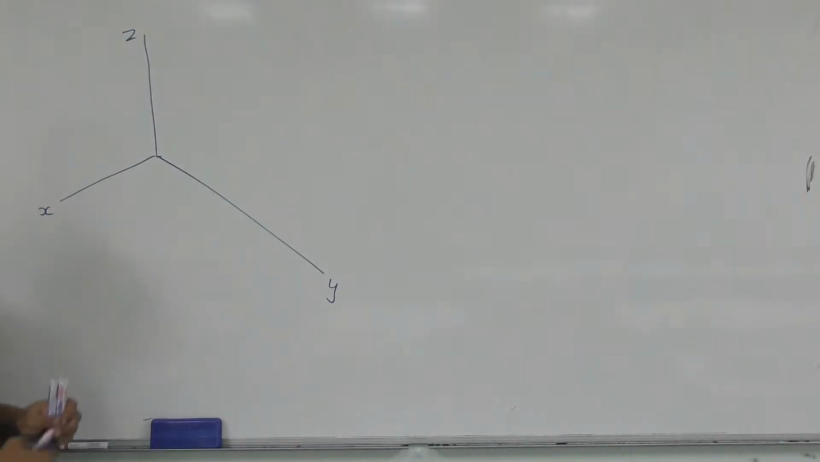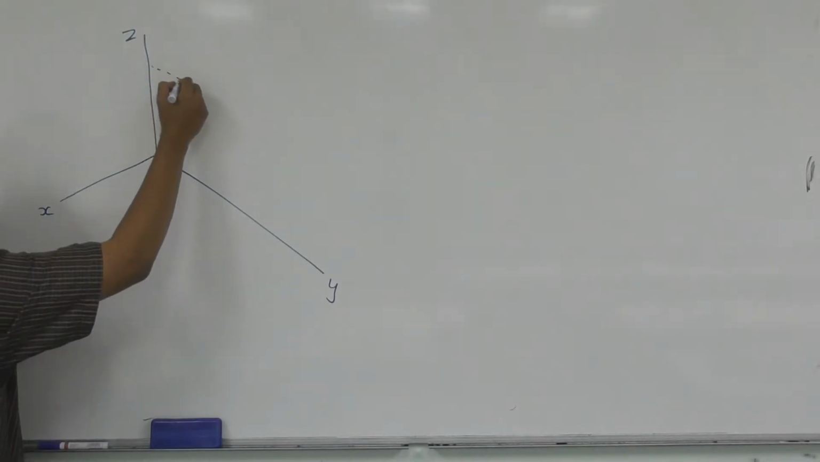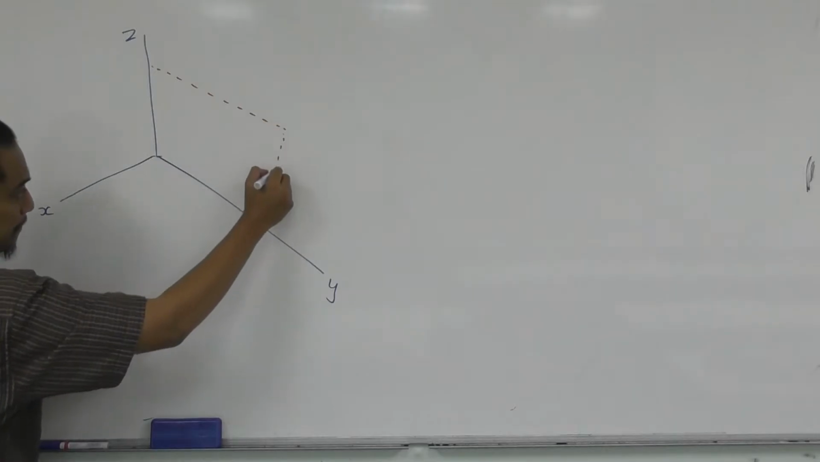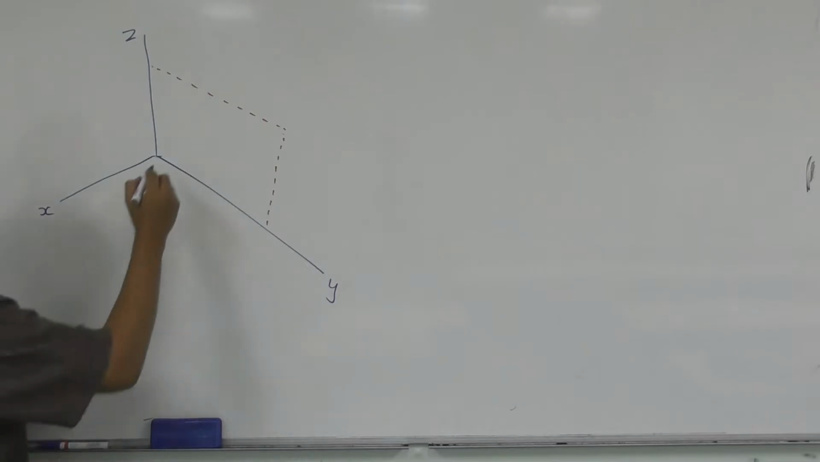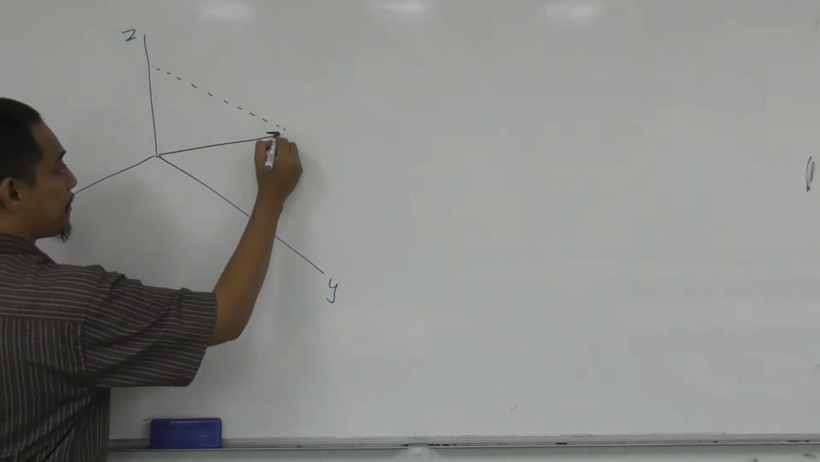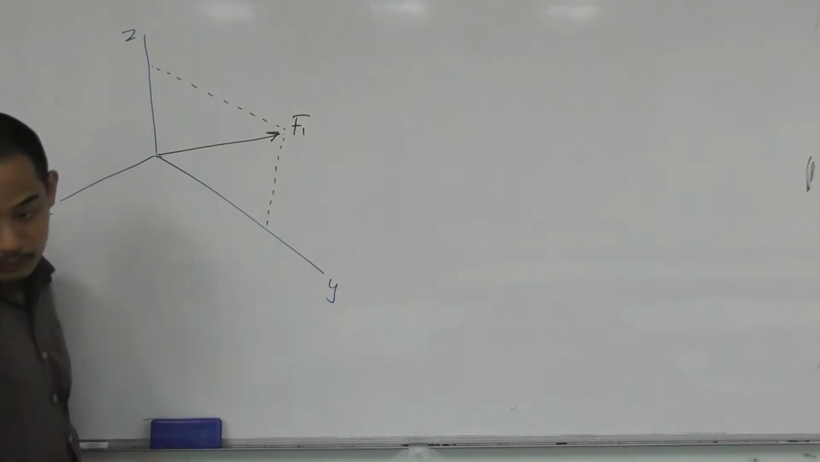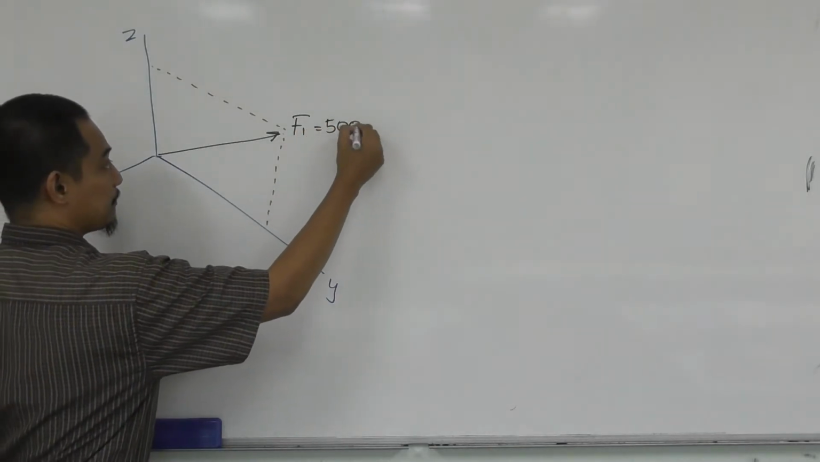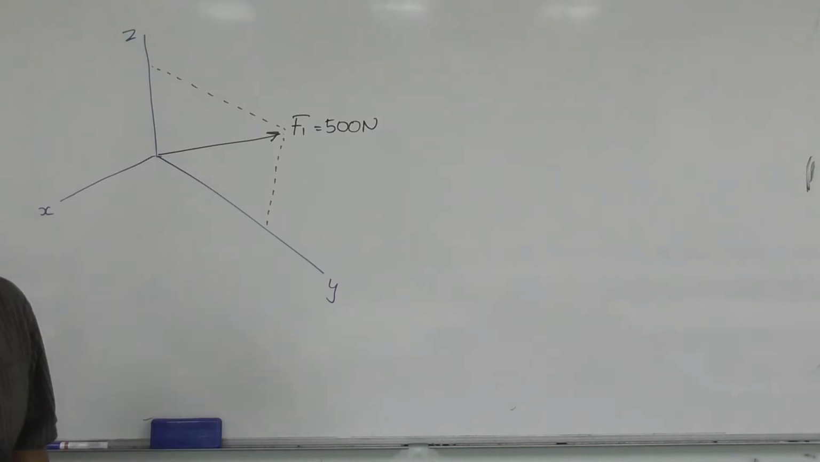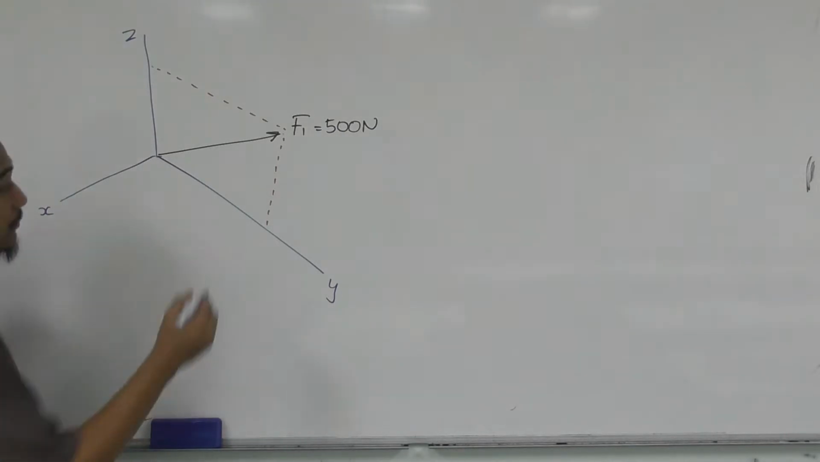Now for F1, it is given something like this, where you have the force F1 equal to 500 Newton. This is the magnitude, of course. And we have the angle given there in terms of the 3, 4, 5 triangle.